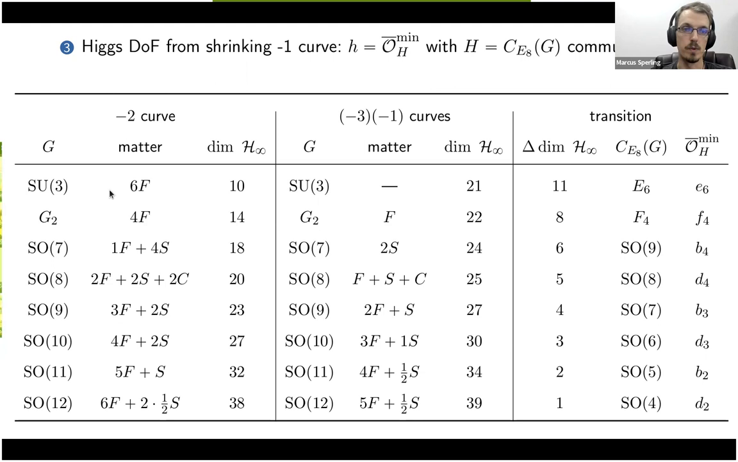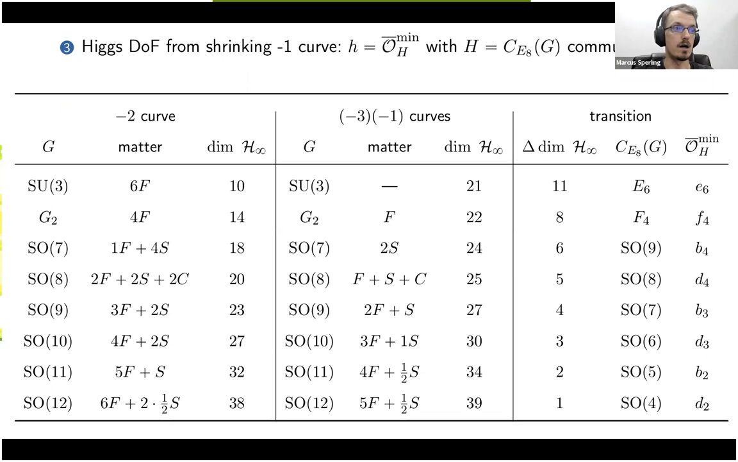We have seen the SU3 case. And we have seen that the difference in dimension of the Higgs branch at infinite coupling is 11. We know that the commutant is an E6 algebra. And this led to the conclusion that there's the minimally nilpotent orbit of E6. And now you can repeat the story for all the other cases that there are. And you find that the dimension of the global symmetry is always consistent with the choice of the minimally nilpotent orbit of the corresponding commutant.